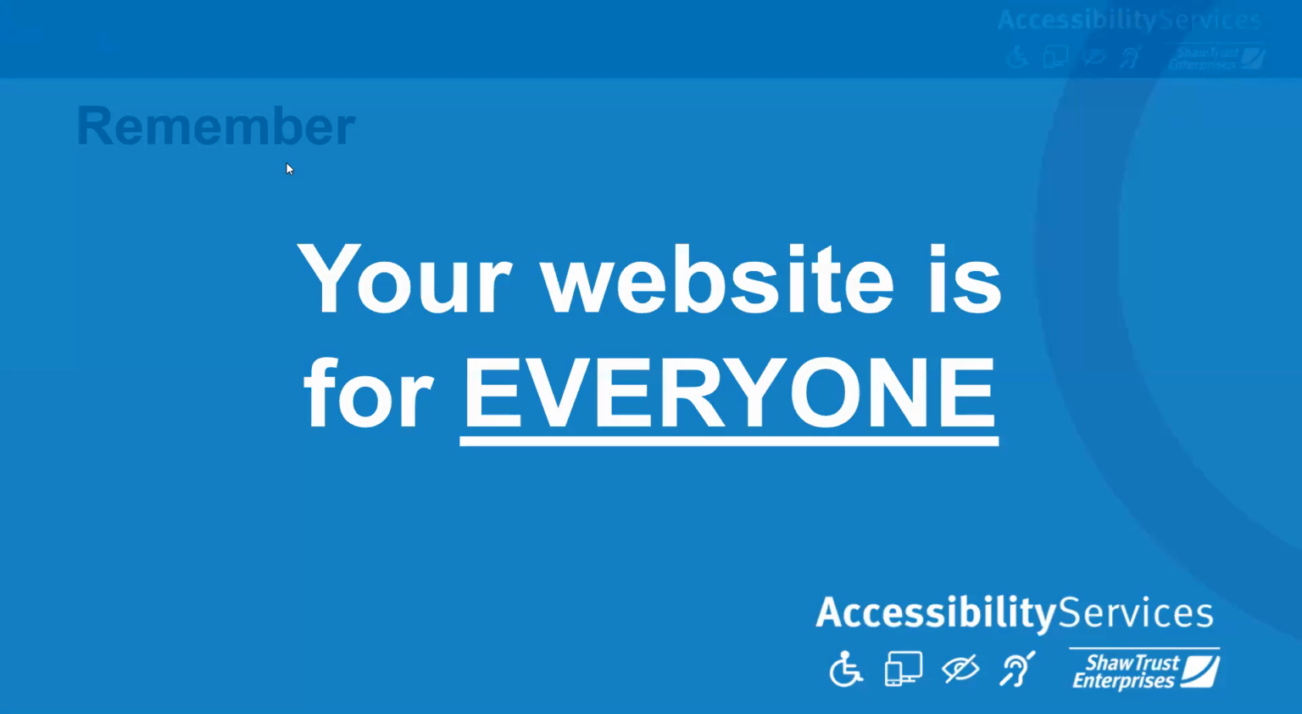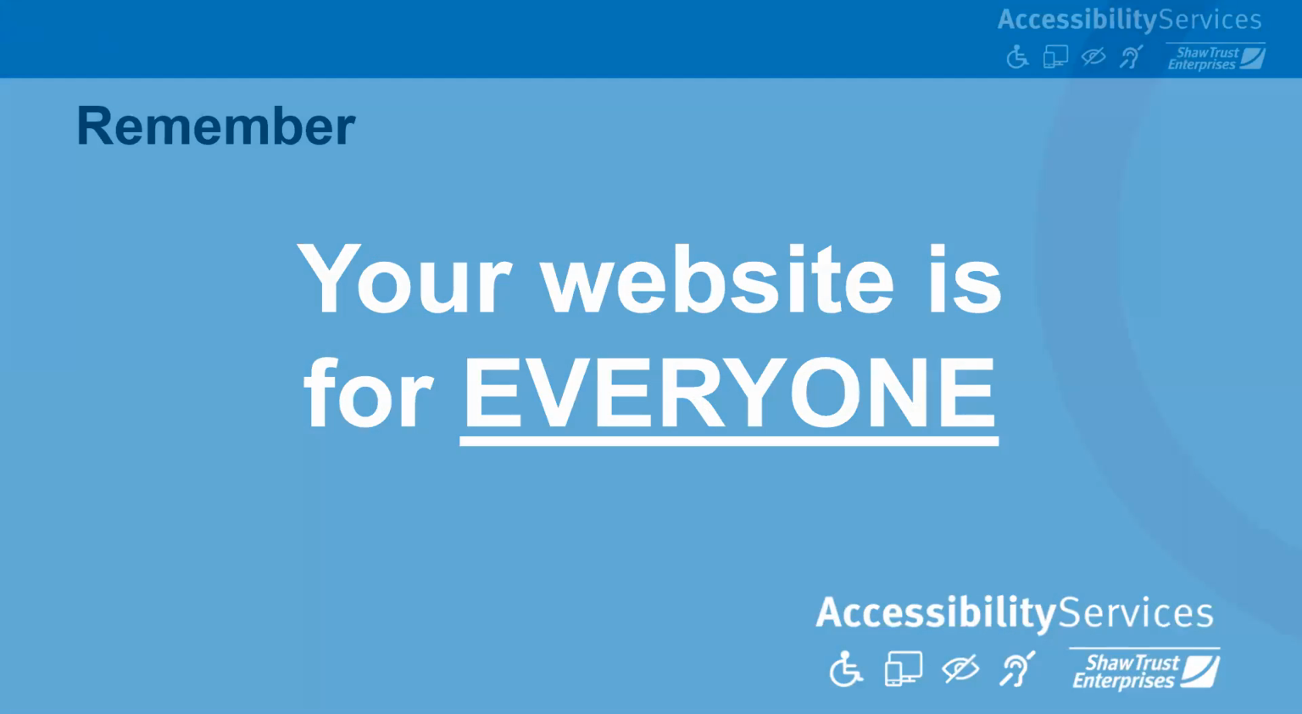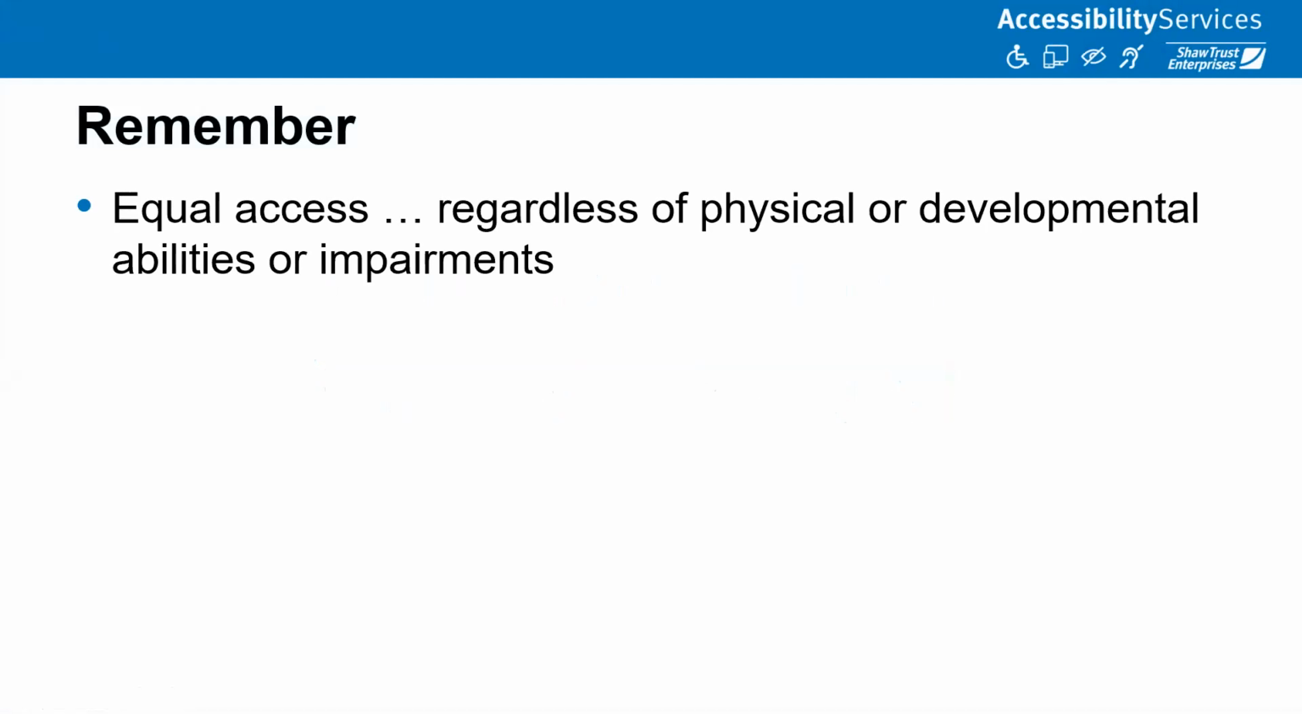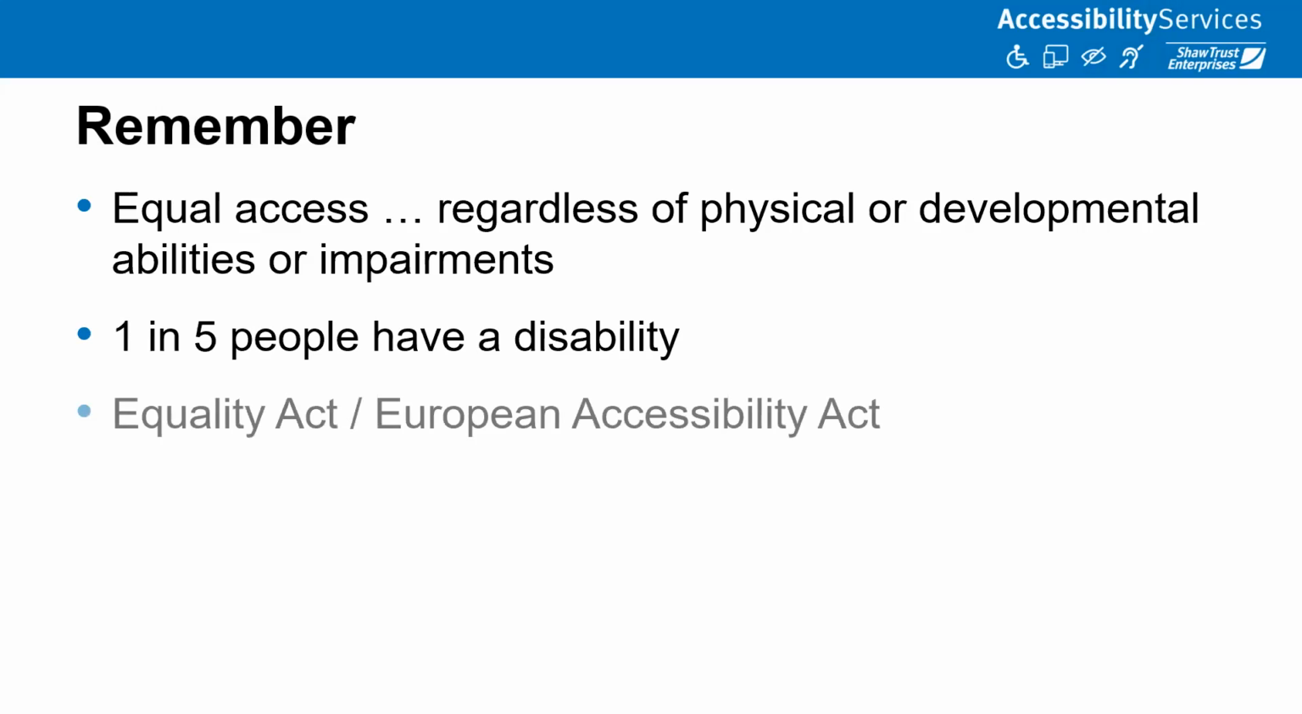So if you only take away a couple of things from my little couple of minutes, just remember equal access to information regardless of abilities or impairments. 1 in 5 people have a disability. We need to be thinking about the Equality Act and the European Accessibility Act, and we are potentially missing out on a massive, massive chunk of revenue from those individuals.